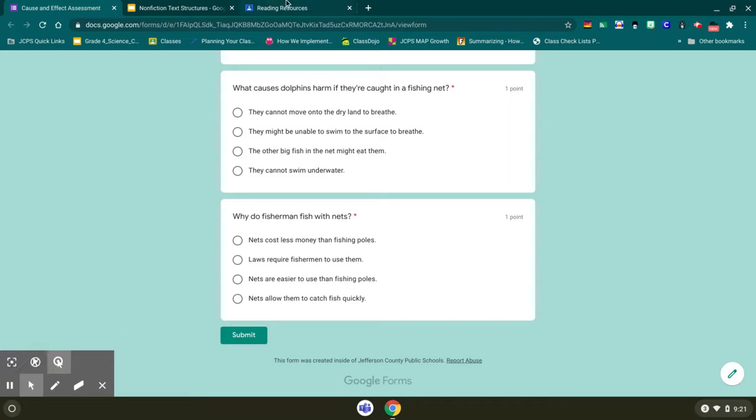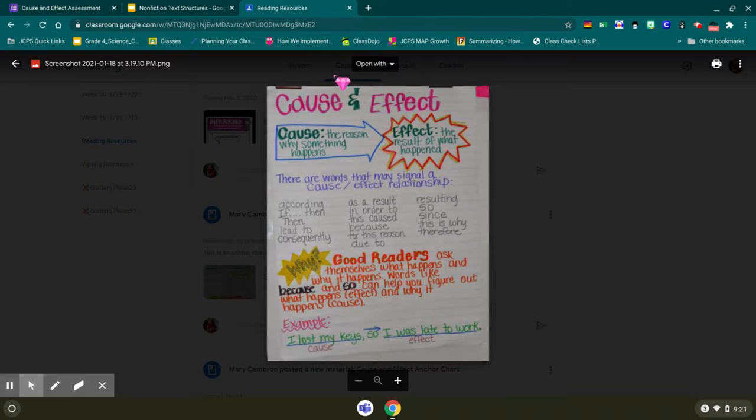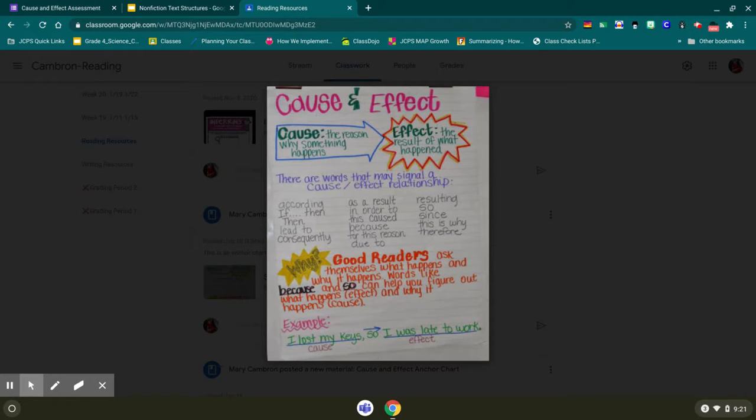Just a reminder that in your reading classroom under reading resources, you do have a cause and effect anchor chart. So if you would like to, you can review that before you take the assessment, just to make sure that you remember everything we have discussed this week. And also all of the videos from this week are linked in your Google Classroom if you want to go back and refresh yourself on anything cause and effect we have discussed this week.